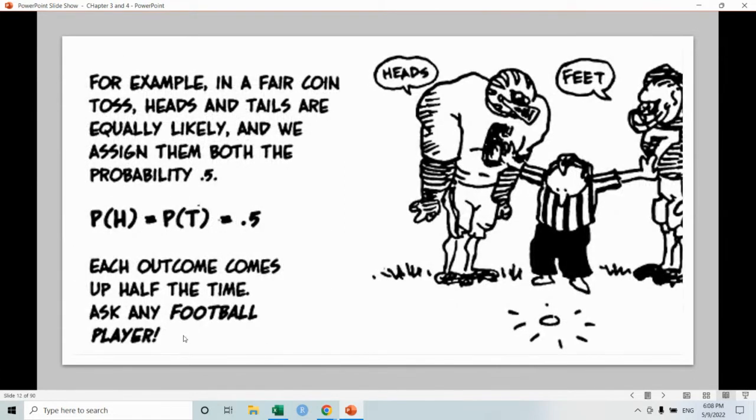So for example, in a fair coin toss, heads and tails are equally likely, and we assign them both the probability of 0.5. Because, in a fair coin, it should land on heads or tails each half of the time, so 0.5. So the probability of heads is equal to the probability of tails, which is equal to 0.5. So each outcome comes up half the time, such as in any sports coin toss before a game starts.